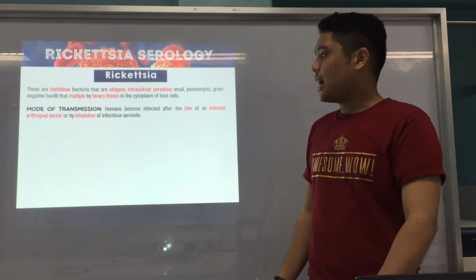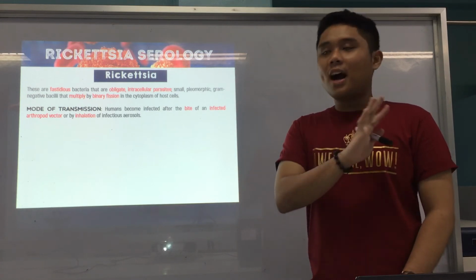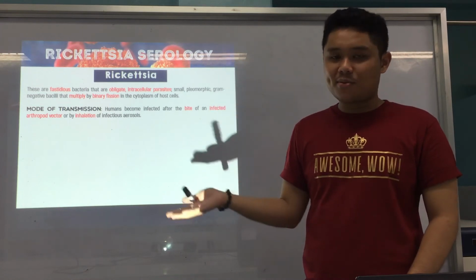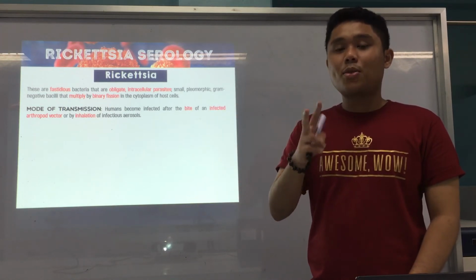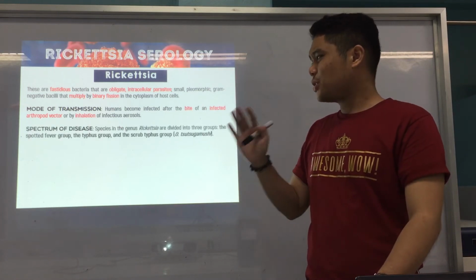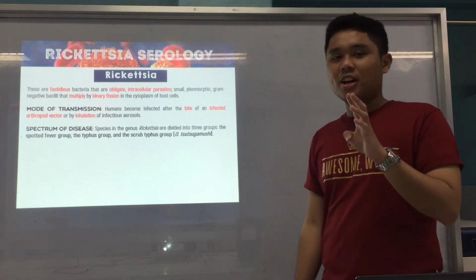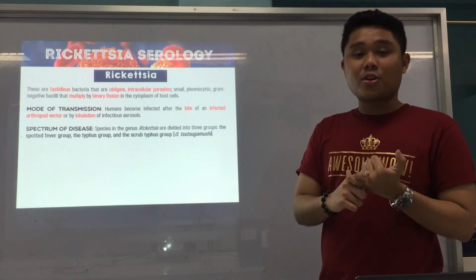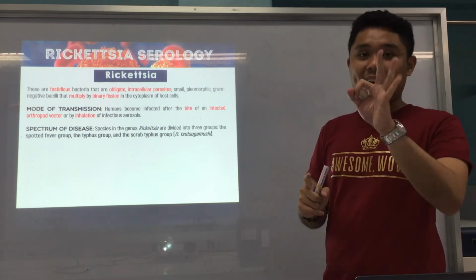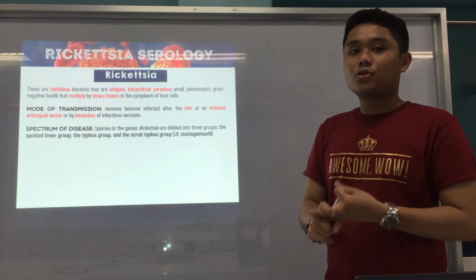Okay? Alright. Ayan. Mode of transmission, again, two ways. It could be from the bite of an arthropod vector. Arthropod vectors can vary, again, from ticks to flies to whatever, okay? And it can also be transmitted through infectious aerosols, inhalation of infectious aerosols. Spectrum of disease, you have 4 groups, no? For Rickettsia, you have the spotted fever group, you have the scrub typhus group, and the typhus group. Okay, three groups na pala. Spotted fever group, the typhus group, and the scrub typhus group.